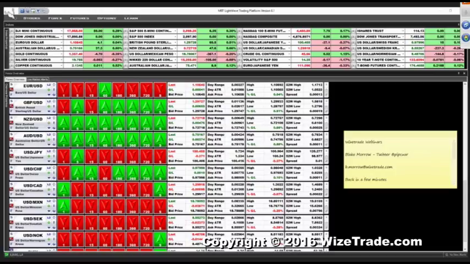But if we have a good number today, like let's say we print in line or better, there's a good chance that we're going to break through this 110.25, and we're going to start gunning for these lows next week. Not necessarily today, but next week, we start making a move back down towards 109.